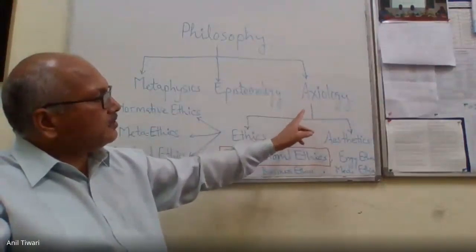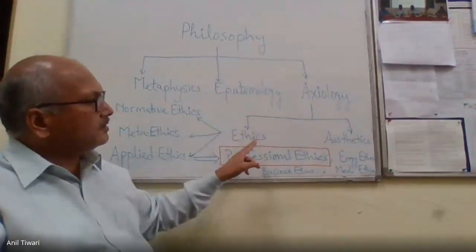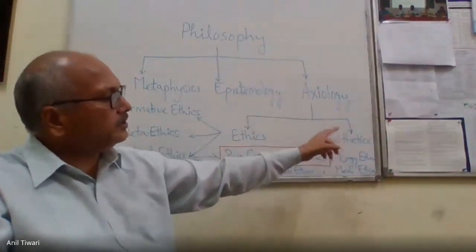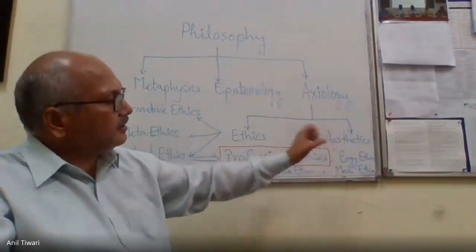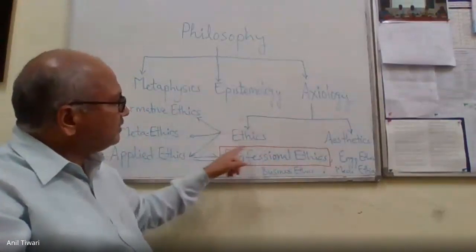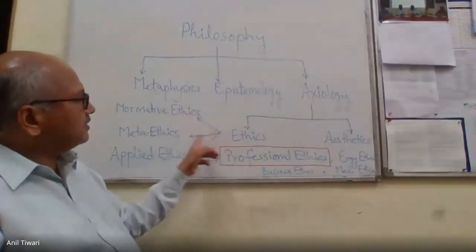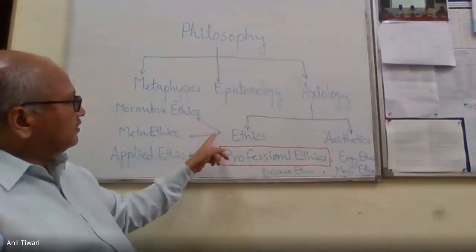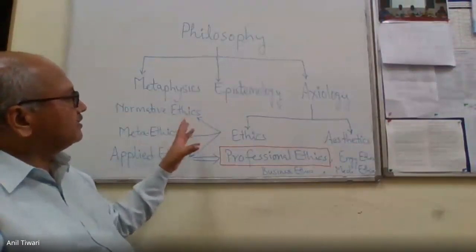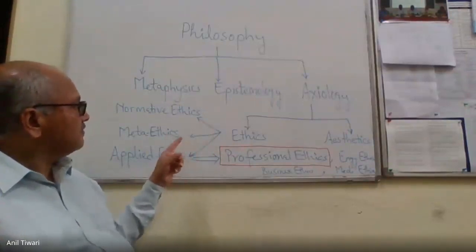When we study norms and principles which are applicable to human conduct, that is called ethics. And when we study norms and principles which are used to evaluate the beauty of objects or scenes, that branch of philosophy is called aesthetics. Within the subdiscipline of ethics, we have seen further classifications. One class is normative ethics, where we study norms and principles applicable for the evaluation of human conduct.